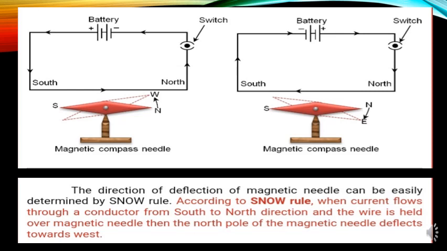So this is Oersted's experiment, which was conducted by the scientist Hans Christian Oersted. He was the first person to detect that there is some relationship between magnetism and electricity. That means electricity can produce magnetism. Hope it is clear to you all.